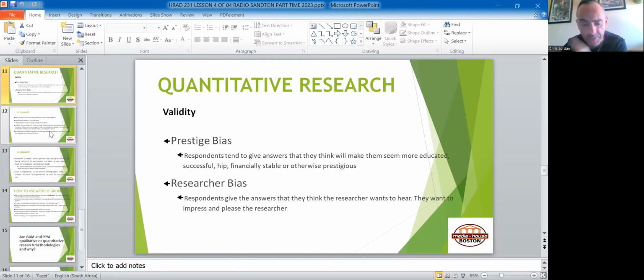Prestige bias: respondents tend to give answers that they think will make them seem more educated, successful, hip, financially stable, or otherwise prestigious. And then we have researcher bias: respondents give the answers that they think the researchers want to hear. They want to impress. Both are obviously detrimental to accurate, factual, dependable data.